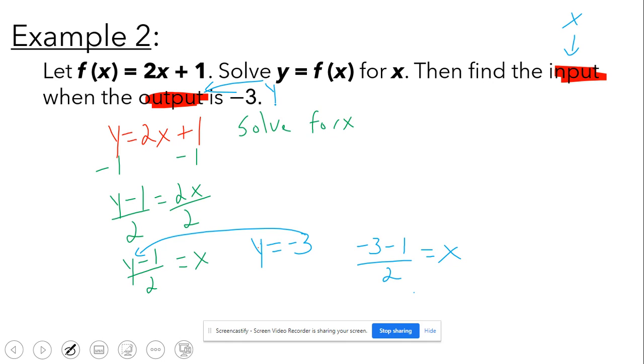So negative 3 minus 1 is negative 4. So I get negative 4 over 2 is equal to x. So negative 2 is equal to x. And there's my solution. So when you see a problem like this, your first step would be to solve for x. And then after you solve for x, you're going to substitute in that output that they're giving you, and you'll get what that actual x value is.